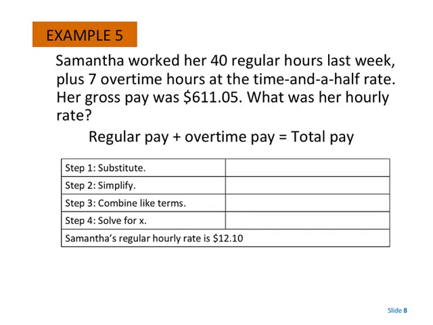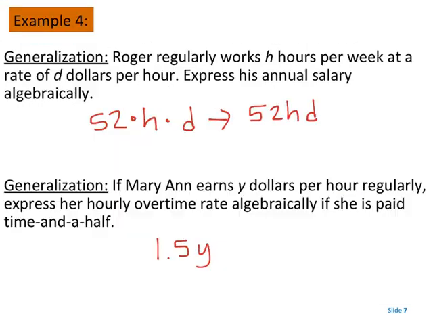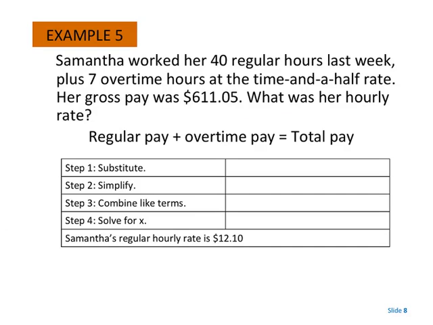Our last example for you guys: Samantha worked her 40 regular hours last week, plus 7 hours of overtime at the time and a half rate. Her gross pay was $611.05, and what was her hourly rate? Now we're working backwards. I did give you the formula here: regular pay plus overtime pay equals your total pay, which we figured out in our previous example. But now we're working backwards, so we're going to have to substitute values in.